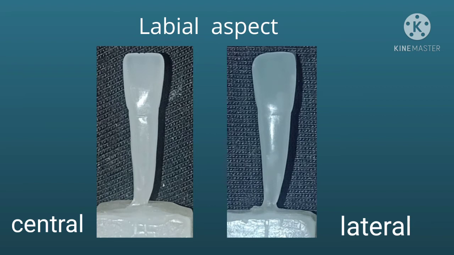Here we can see the mandibular right central incisor, which is bilaterally symmetrical, whereas the lateral incisor is not bilaterally symmetrical in both the labial and lingual aspects. Second point to differentiate both of them from the labial aspect is the incisal edge. The mesio and disto-incisal line angles of the central incisor are sharp, whereas the disto-incisal line angle of the lateral incisor is rounded.